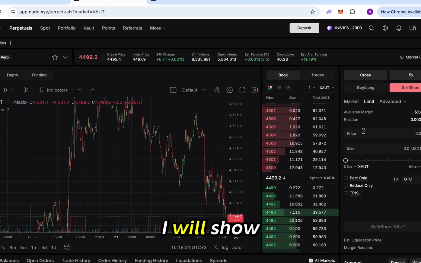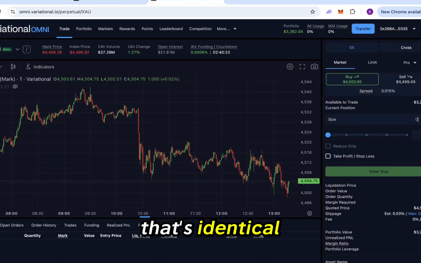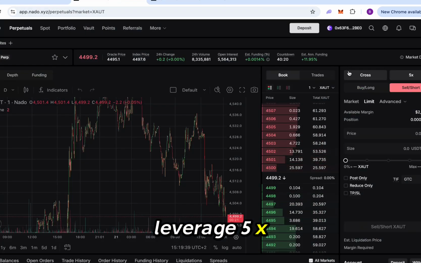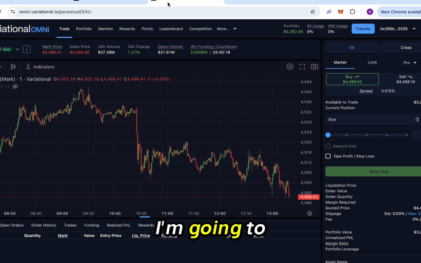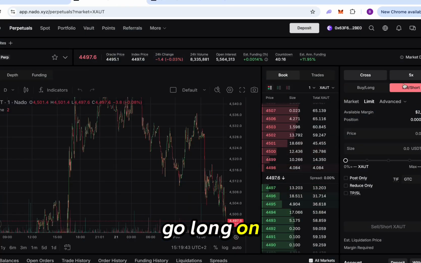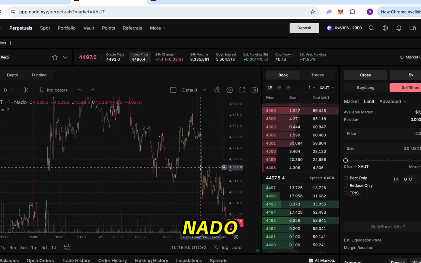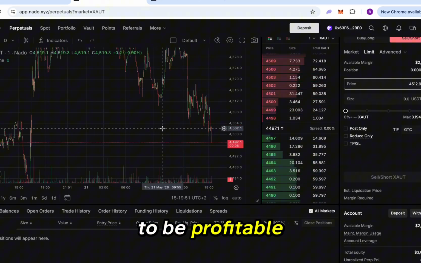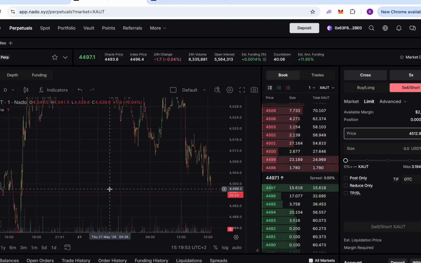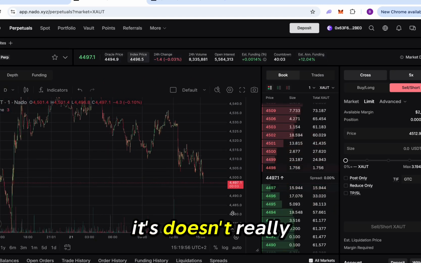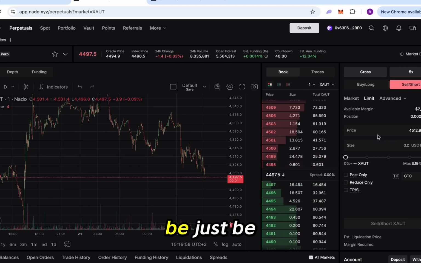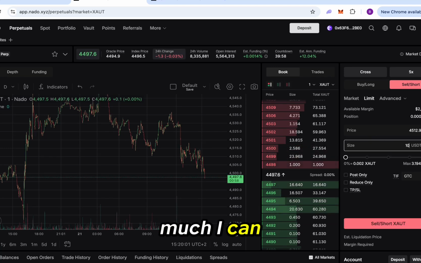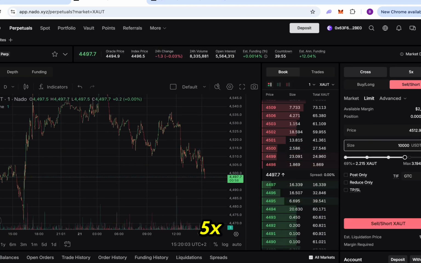I will show how I'm doing it. Firstly, we want to look at the leverage to see if that's identical. Leverage 5x, 5x, okay. I'm going to go long on VAR, short on NATO. Ideally, you want to be profitable on NATO. And for VAR, it doesn't really matter. But yeah, I'll just be doing whatever. Let's see how much I can put in. Let's put in 10k here at 5x.